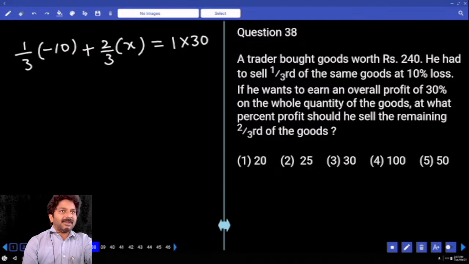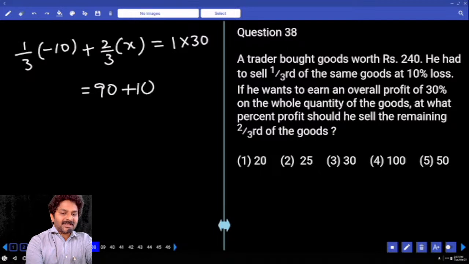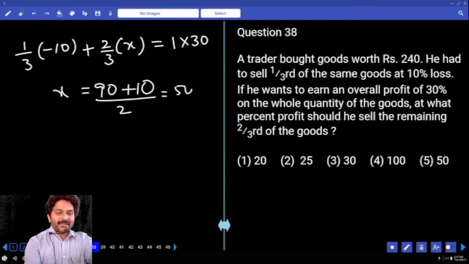Left hand side denominator 3 taken common. Take that to right hand side. Becomes 90. Left hand side minus 10 goes to the other side. Plus 10. That is equal to 2x. X is equal to 100 by 2. 50. Final answer.